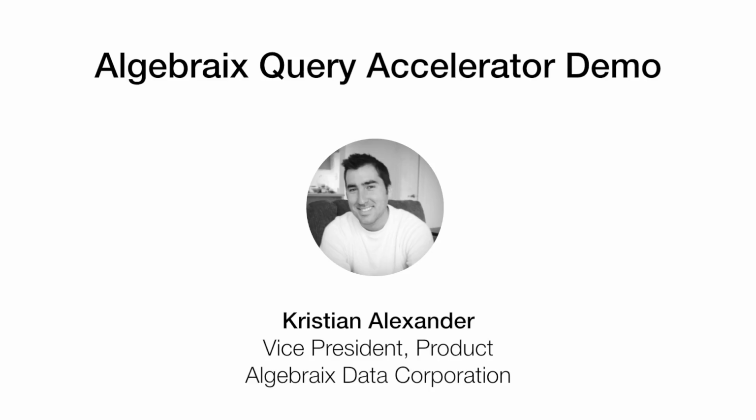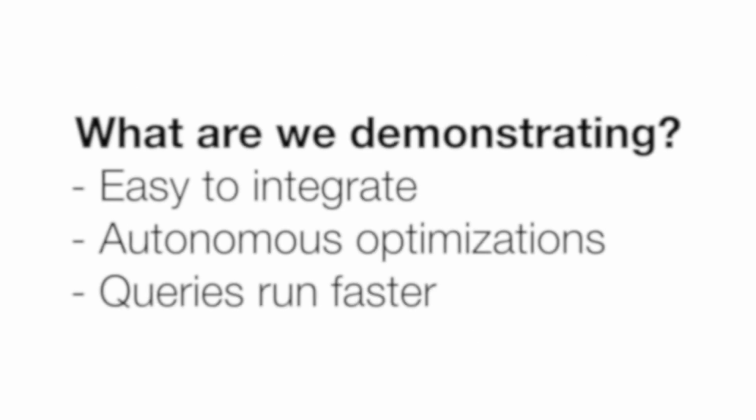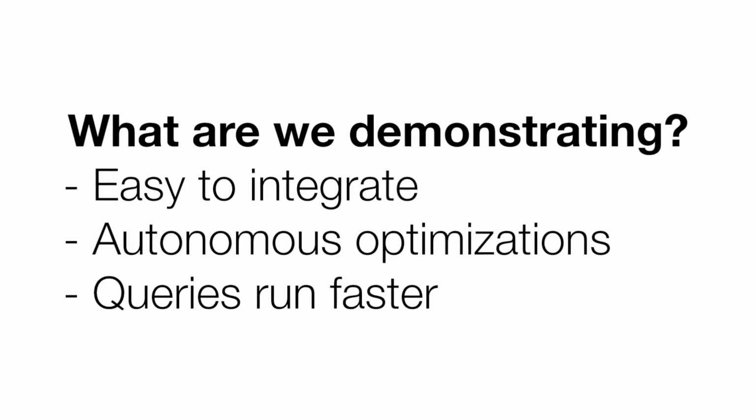I'm going to be showing you a small demonstration of how Algebraix Query Accelerator seamlessly integrates with Apache Spark to reduce Spark SQL query time without the need for any manual tuning. To demonstrate this, I'm going to show you the performance difference between running 10 queries over 10 gigabytes of data in a generic installation of Spark versus rerunning that same set of queries with Algebraix Query Accelerator enabled on that same cluster.